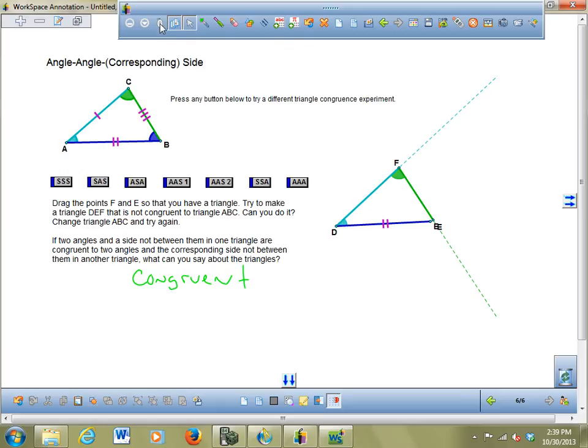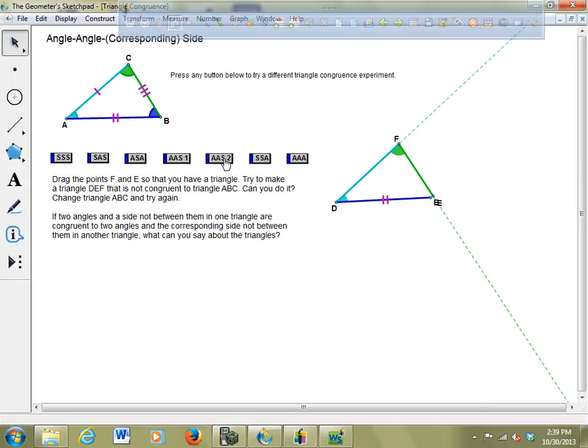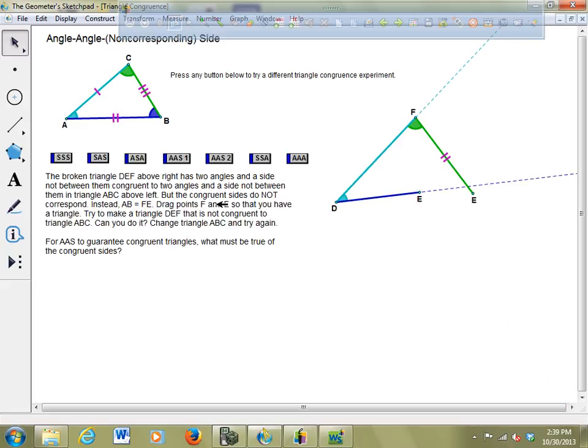Okay, let's go to the next one. Now we're going to talk about AAS 2. That's like Terminator 2. AAS 2 says two angles and a side not between them are congruent to two angles and a side not between them. Notice here it's a little bit different. I have an angle, and the side matching up with this angle, and this side.